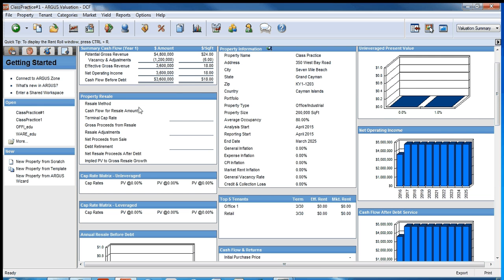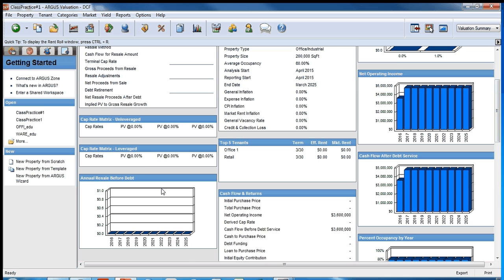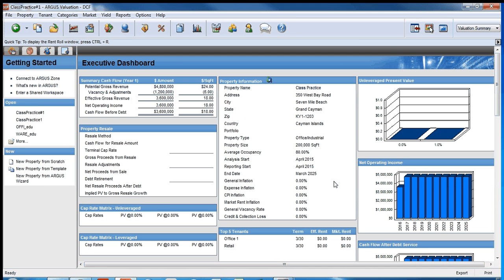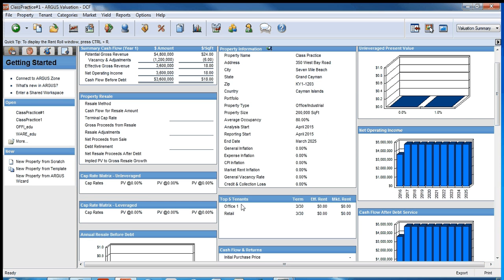We have not set a property sale at the end of the holding period, so we don't see anything here. We have no cap rates. We have no debt. We're looking at a very basic model here. We have 2 tenants, the office one and the retail.